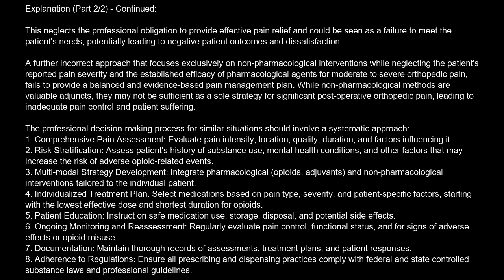4. Individualized treatment plan. Select medications based on pain type, severity, and patient-specific factors, starting with the lowest effective dose and shortest duration for opioids. 5. Patient education. Instruct on safe medication use, storage, disposal, and potential side effects. 6. Ongoing monitoring and reassessment. Regularly evaluate pain control, functional status, and for signs of adverse effects or opioid misuse. 7. Documentation. Maintain thorough records of assessments, treatment plans, and patient responses.